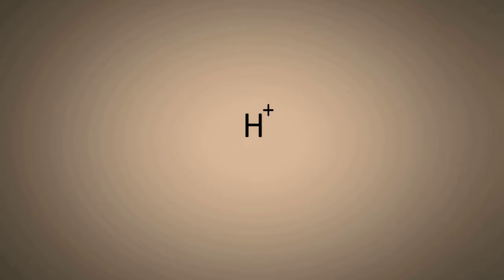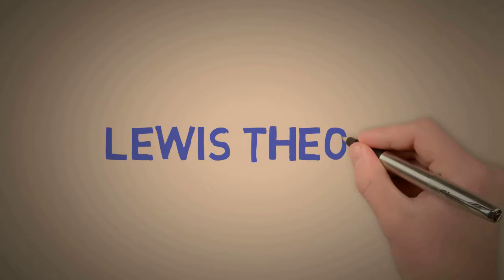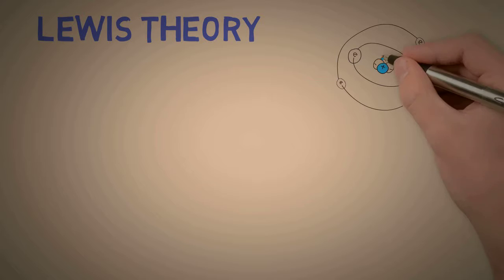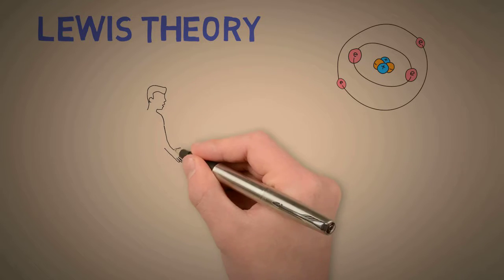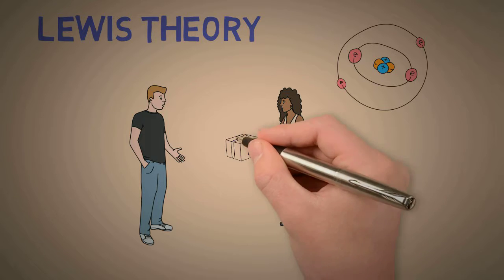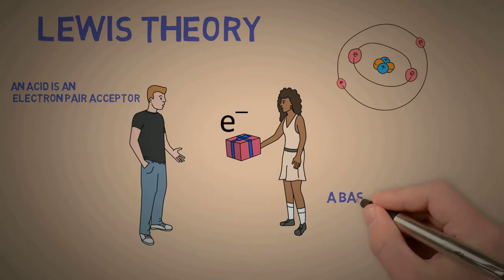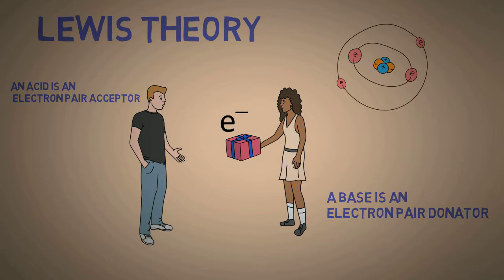However, there is a major limitation to this theory. Not all reactions include a transfer of H+ ions. Which introduces us to the Lewis theory. It's a more general definition as it explains the reaction in terms of electron pair exchanges, which all reactions undergo. In this case, the acid is an electron pair acceptor, whereas the base is the electron pair donor.